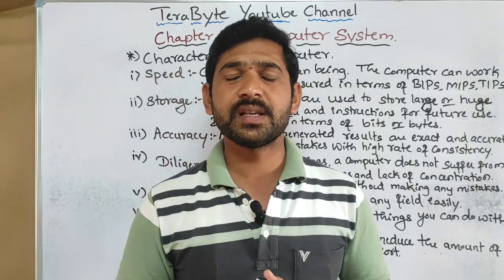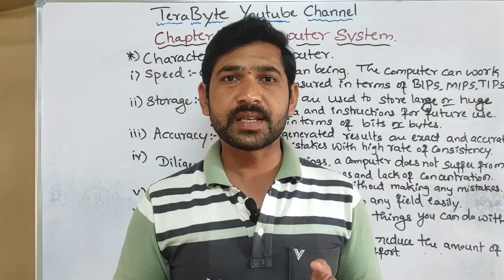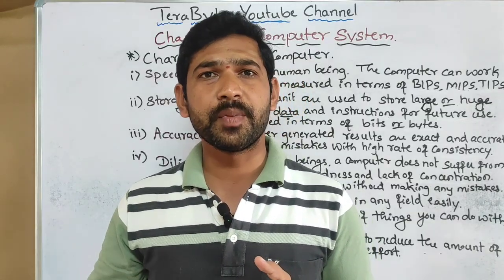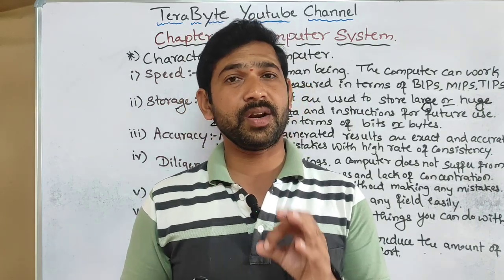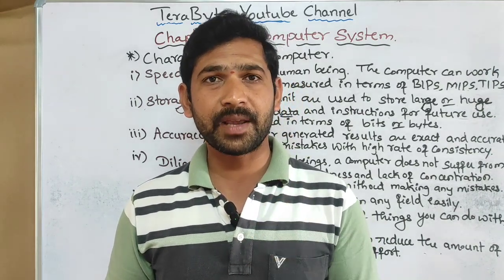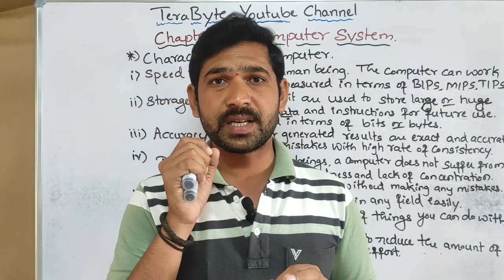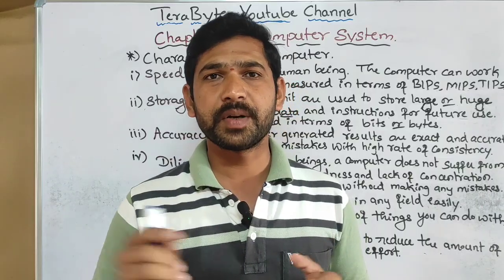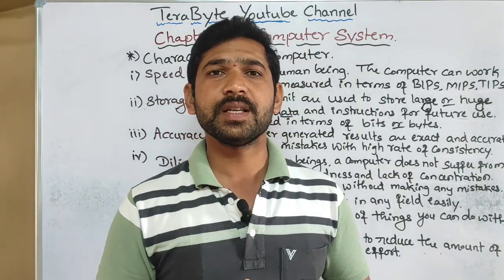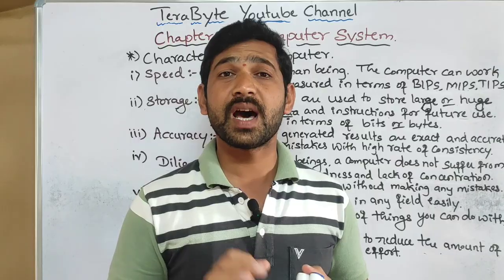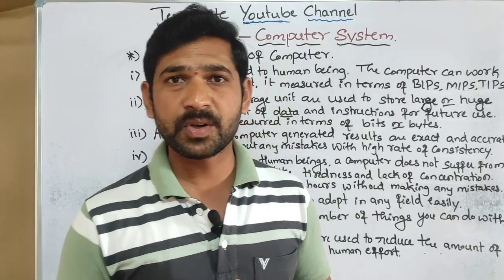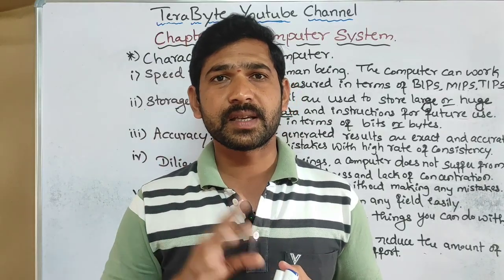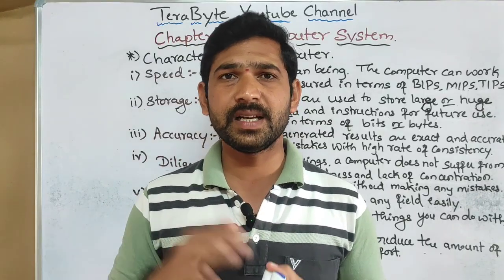Okay? So the third one is output unit. It accepts processed data from the CPU and converts machine understandable format into human understandable format. Why? Because the user cannot understand binary language. The user can digest only human understandable format. That's why the output unit is used to convert machine understandable format into human understandable format. Then the last one is storage unit. The storage unit is used to store a large or huge amount of data. It is measured in terms of bits or bytes. There are two types of storage medium: one is primary memory, another one is secondary memory. Memory we will discuss in the next class.